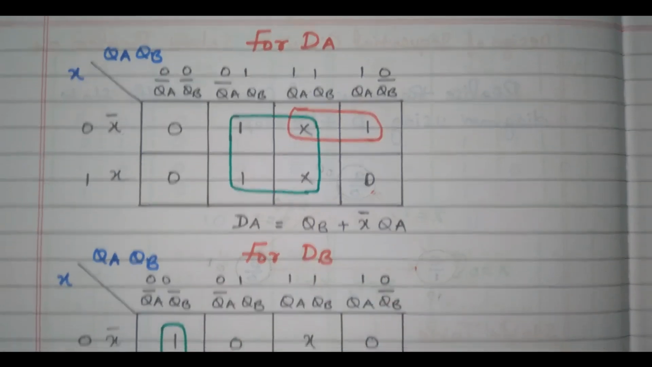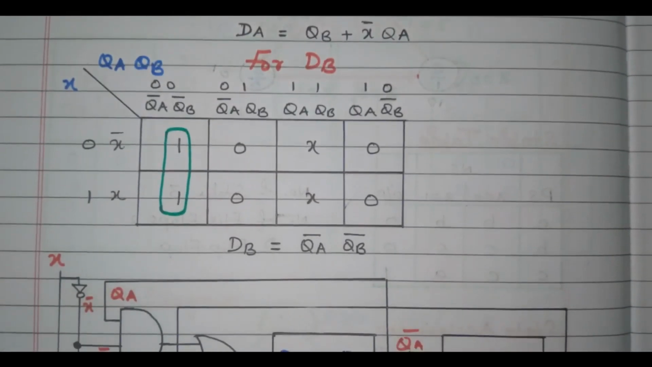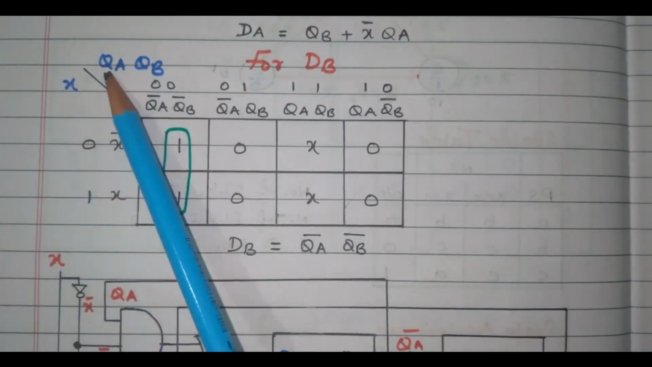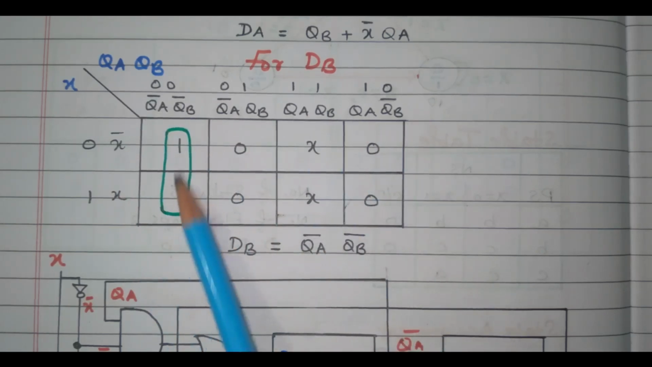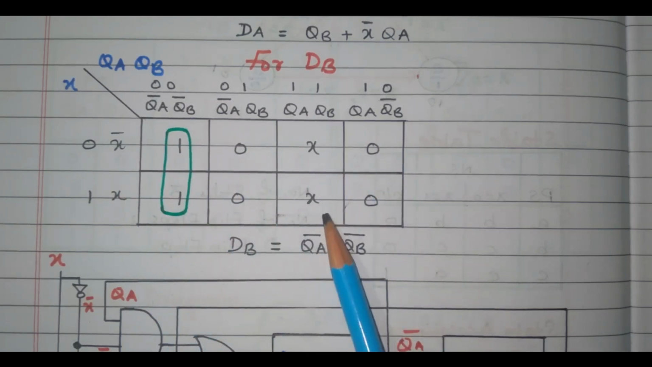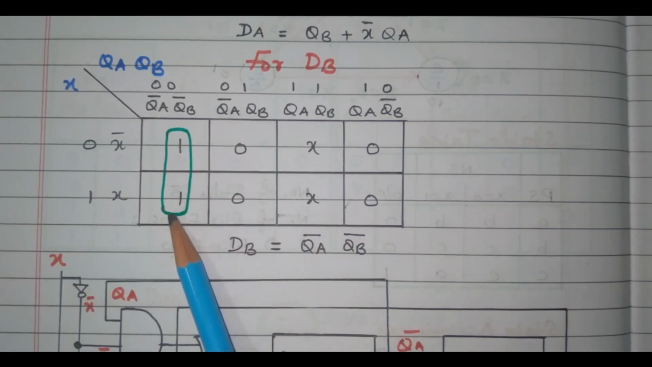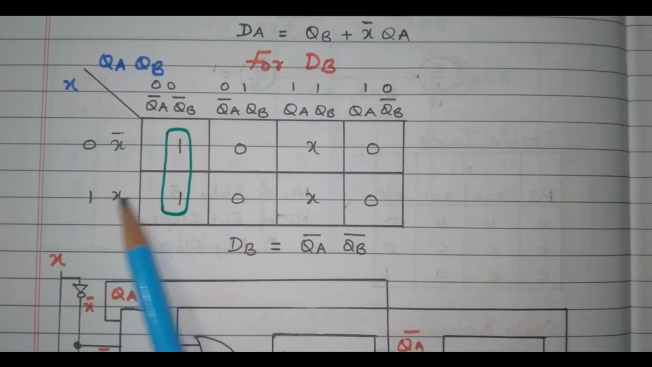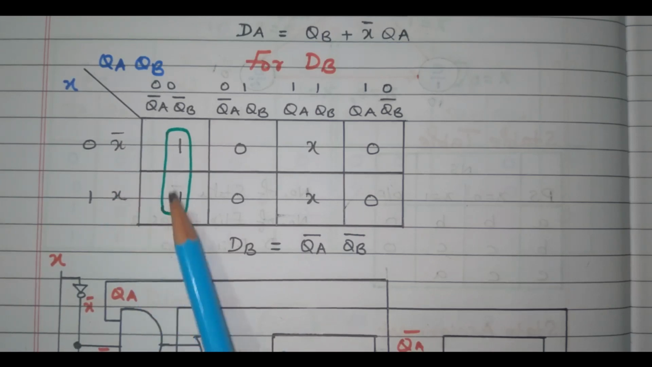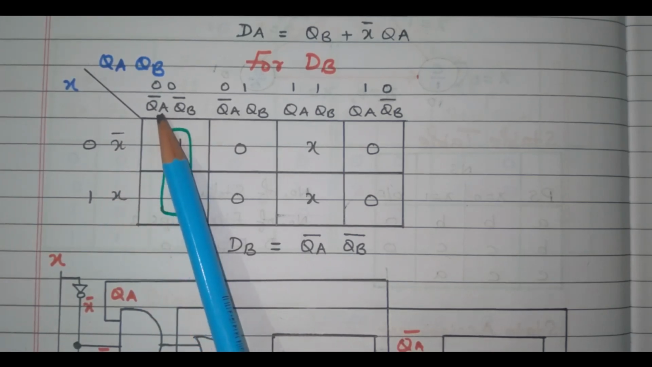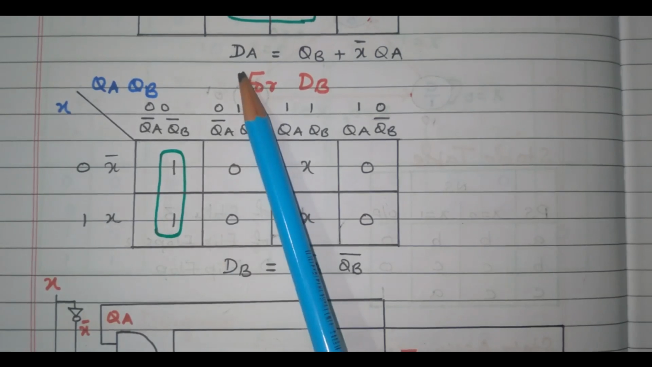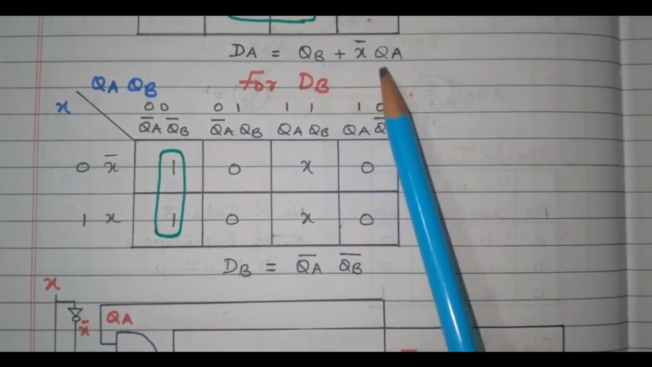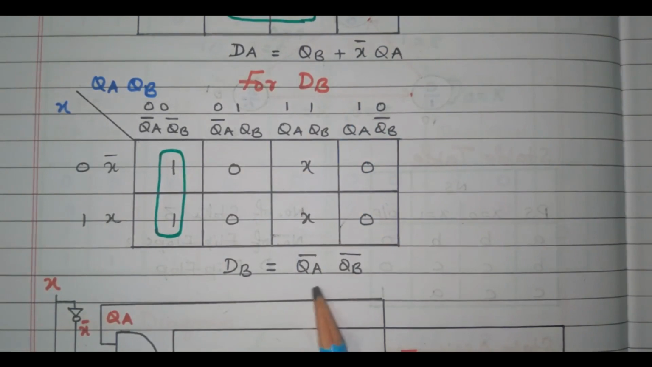Similarly, we can go for DB. For DB, the same inputs: X, QA, QB. X bar, X and 4 combinations. There are 2 ones and 2 don't care conditions available. So only these two are grouped together. While grouping, the corresponding row got cancelled, X bar and X cancel. Only the corresponding column remains, QA bar, QB bar. So the DB equals QA bar and QB bar. Now we have the expressions: DA equals QB plus X bar QA, DB equals QA bar QB bar.